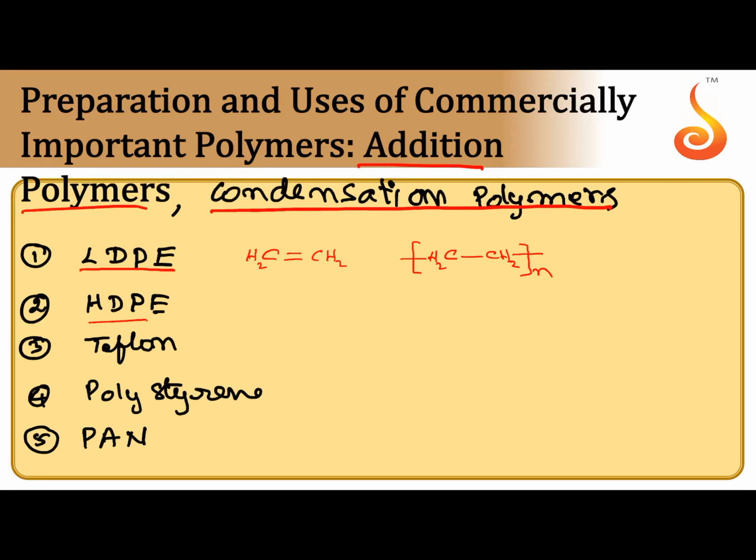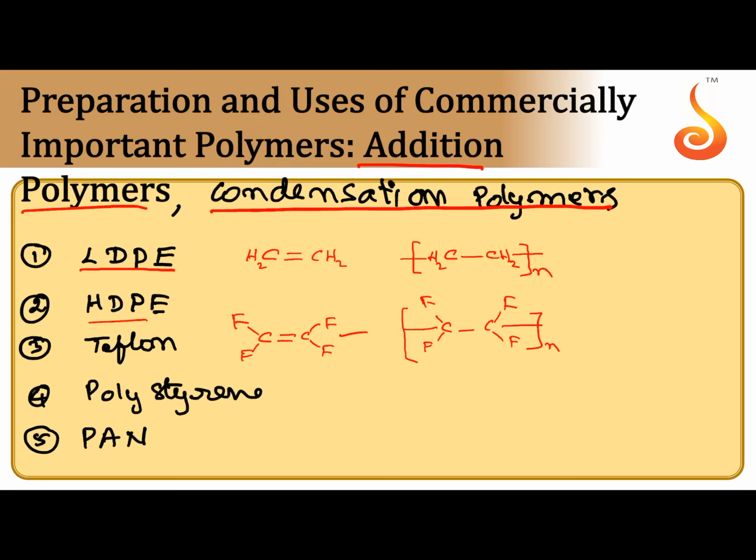Next, Teflon, polytetrafluoroethylene. Tetrafluoroethylene: in place of 4 hydrogens of ethylene, you take 4 fluorines. Same process for how to write the repeating unit. So you should learn how to write the repeating unit. If it is an addition polymer, it is very simple. This is the repeating unit. Teflon is an anti-corrosive plastic. Tetrafluoroethylene is the monomer of polytetrafluoroethylene.